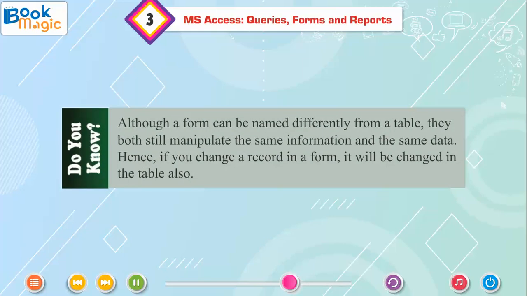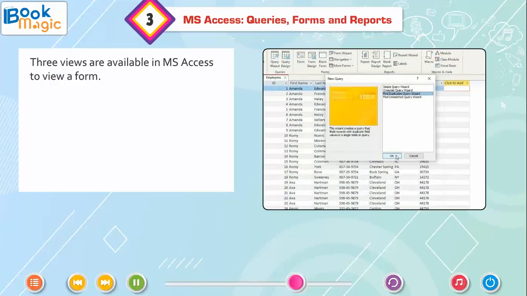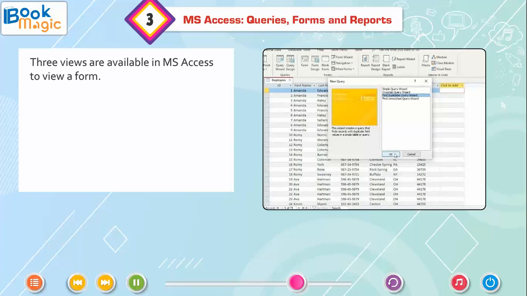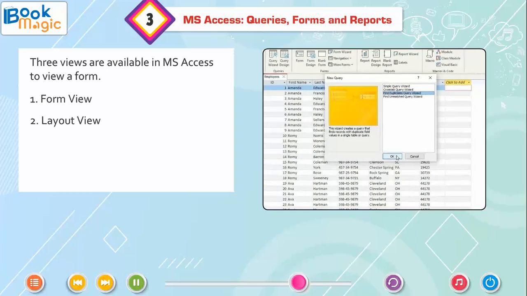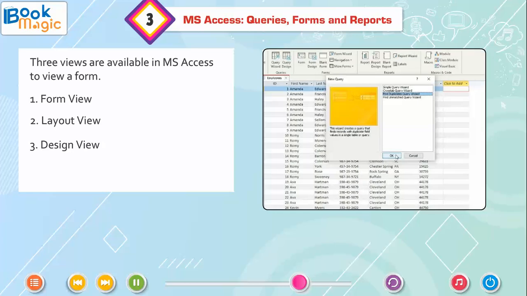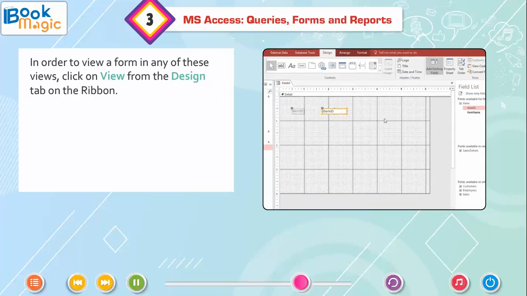Do you know? Although a form can be named differently from a table, they both still manipulate the same information and the same data. Hence, if you change a record in a form, it will be changed in the table also. 3 views are available in MS Access to view a form. 1. Form view. 2. Layout view. 3. Design view. In order to view a form in any of these views, click on View from the Design tab on the ribbon.